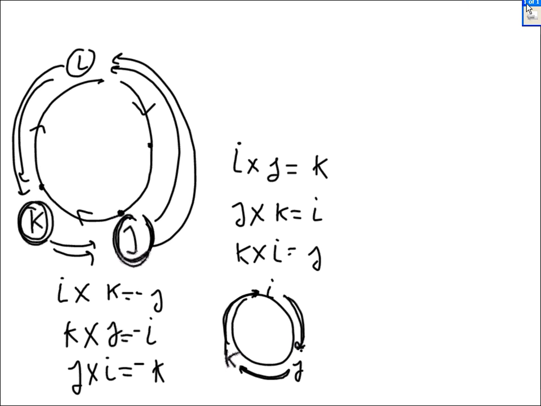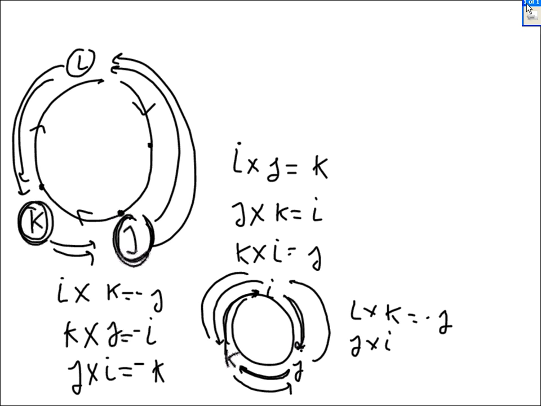If you want to do i cross k, you have to go this way, counterclockwise. So you're going to get negative j. If you want to do j cross i, you have to go counterclockwise. j cross i is not k, but negative k. Know this circle. Clockwise, i, j, k.